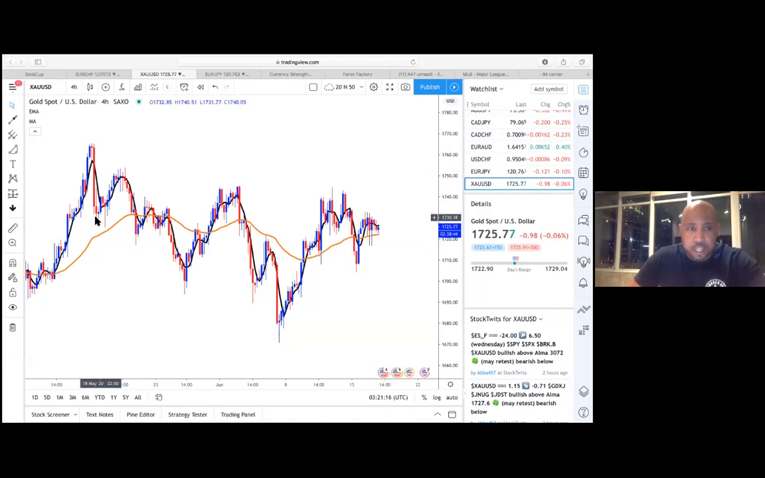4 across the 50 here. Let's see how much this one went. This is the 4-hour chart. That went 68. Actually, no, my bad. 87, my bad. Light 87. Cool.